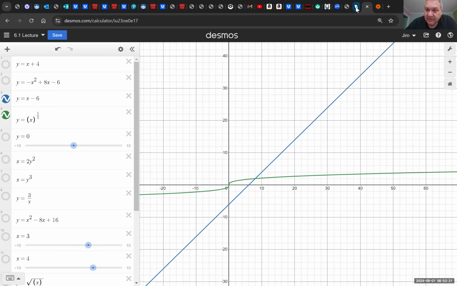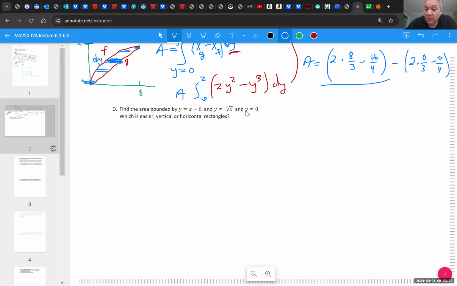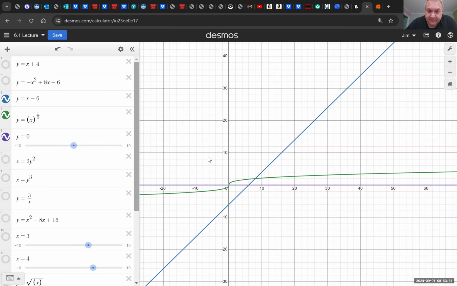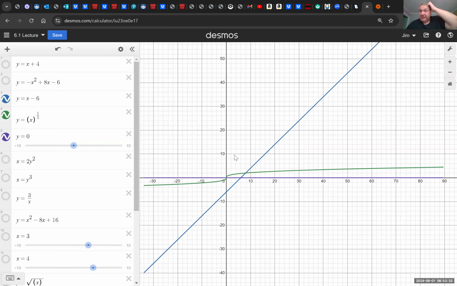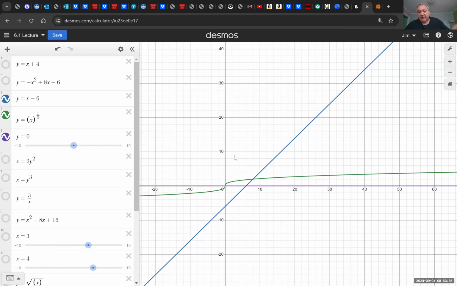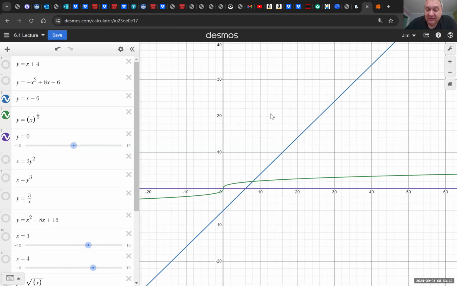Let's go look at the problem again. Oh, and y equals 0. So I have to graph y equals 0. So y equals x minus 6, y equals cube root of x, and y equals 0. So let's throw in y equals 0. Oh, here it is, y equals 0. All right, so I need a region that's bounded by all three of those. They gave the region for 3 things, so I can't just look at 2 of them. So I have to look at all 3 of them.